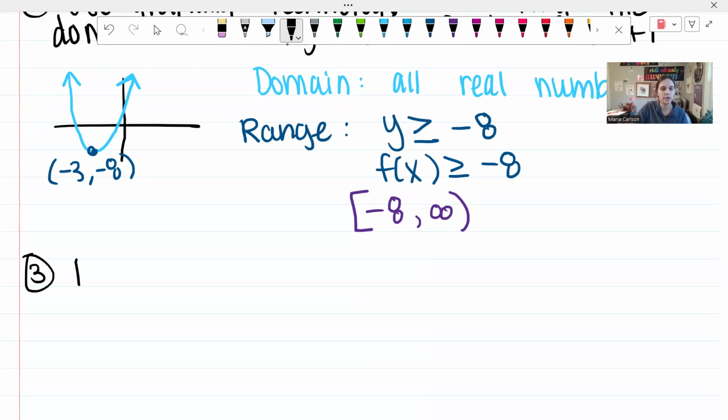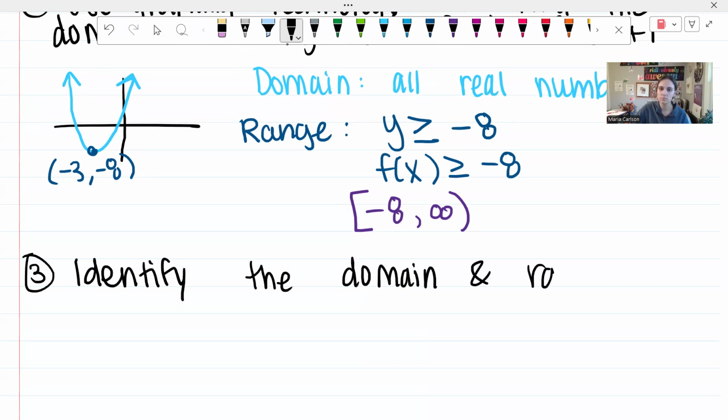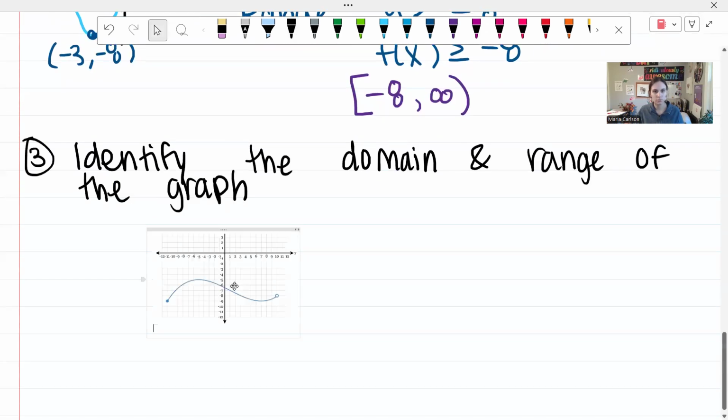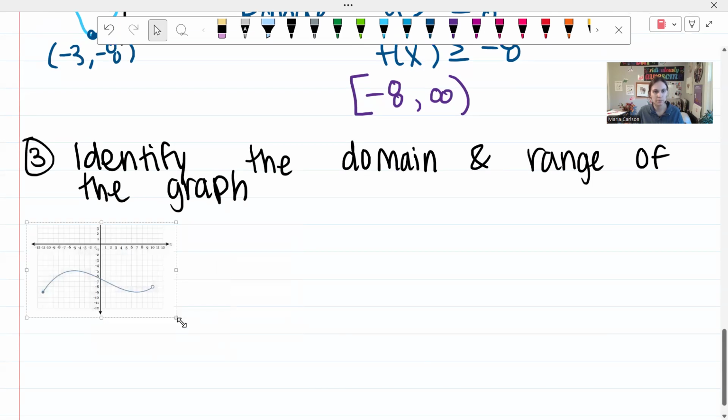Identify the domain and range of the graph. And this is the other graph in the OMHS lesson notes images. If you can't print it out, go ahead and just draw it.